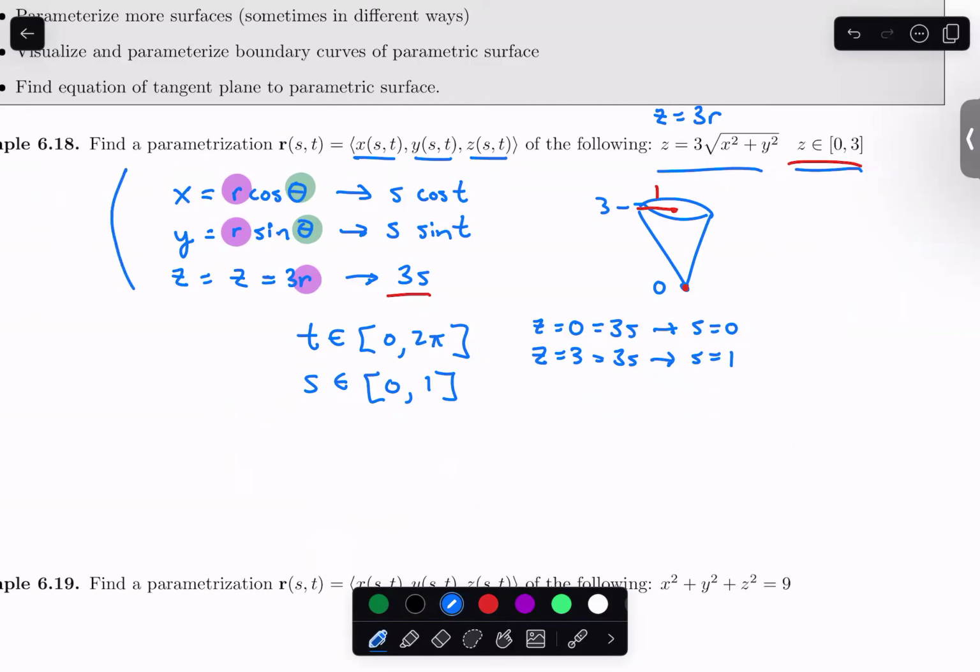So this right here is the final answer. If I wanted to really put it in the vector notation, r of s,t would be s cosine t, s sine t, 3s, and you need the domain as well. So again, get in the habit of writing the domain when it comes to these parameterizations.